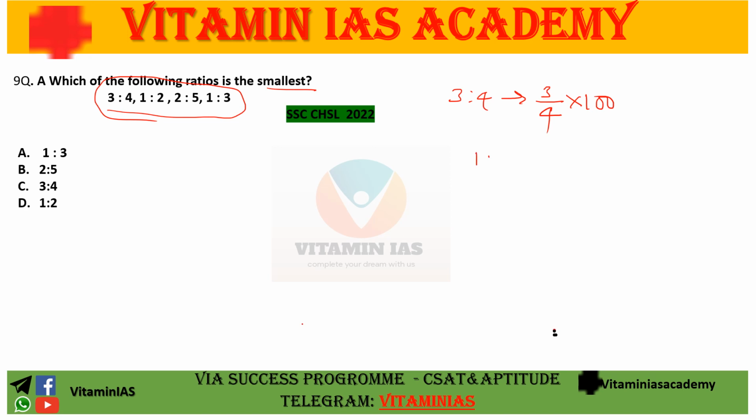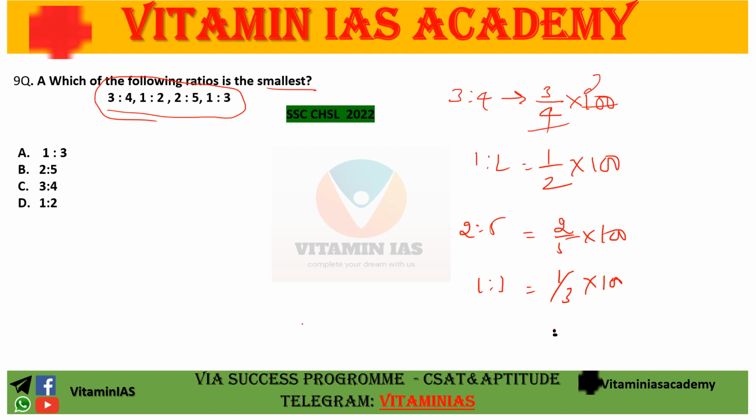Along with that, 1 is to 2 is nothing but 1 by 2 into 100, and 2 is to 5 is 2 by 5 into 100, and 1 is to 3 is nothing but 1 by 3 into 100. Simply multiplying with 100: 4 25s are 100, so 3 25s are 75. The value 75 came. And 1 by 2 into 100, 50 came.